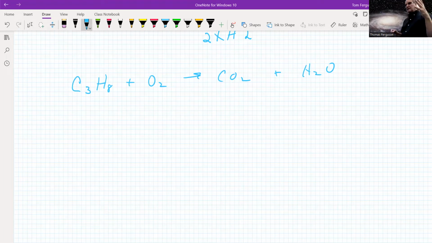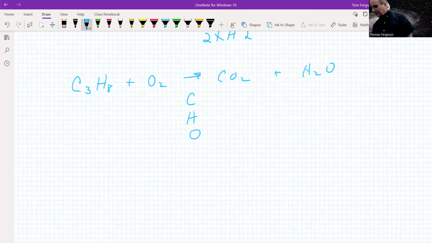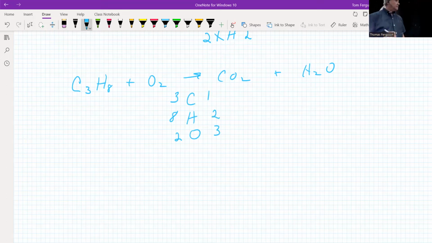Okay, so let's take an initial inventory. So we have C, H, O. Okay, so we've got 3 carbons on the left, 1 carbon on the right. So right away, unbalanced. Okay, so you can see that's a very unbalanced equation. So once I take a crack at where we start.